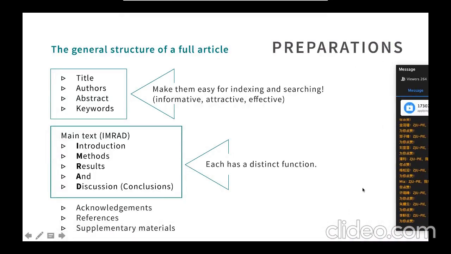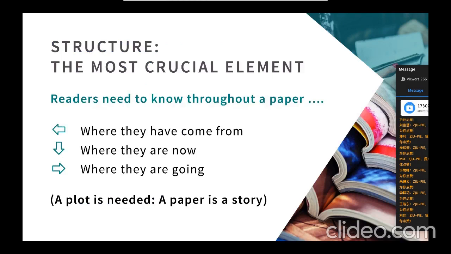This is what we are going to be talking about in our presentation today, in order to help you be as effective as possible as editors. The abstract in particular is absolutely critical for effective communication and to get people interested in reading your articles. We know that in academic writing, the structure is the most important aspect. Readers need to know throughout an article where they've come from, where they are going, and where they are now.